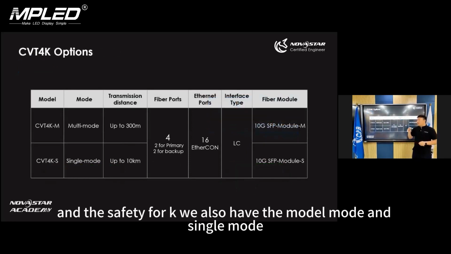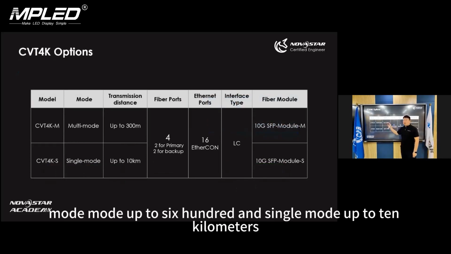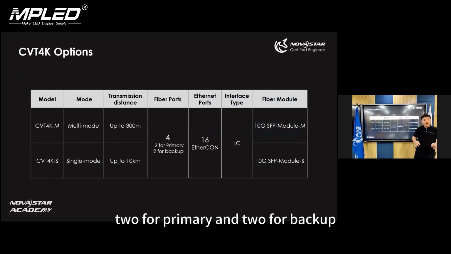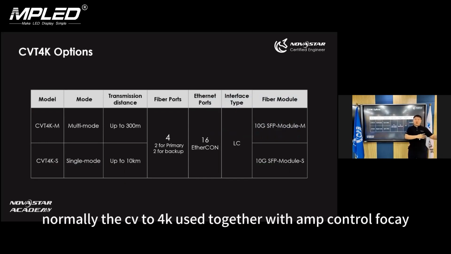And for the CVT4K, we also have the multi-mode and the single mode. For the multi-mode, just remember, up to 600 meters, and the single mode up to 10 kilometers. And the fiber ports, we have 4, 2 for primary and 2 for backup. And the Ethernet ports, we have 16 for the 4K screen. Normally, the CVT4K is used together with AMP control 4K.